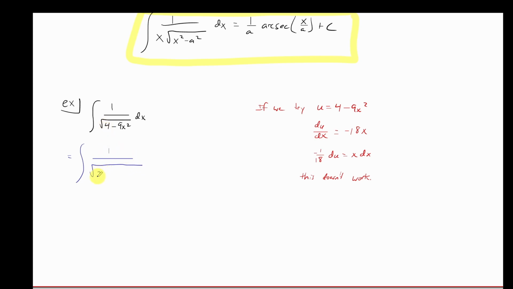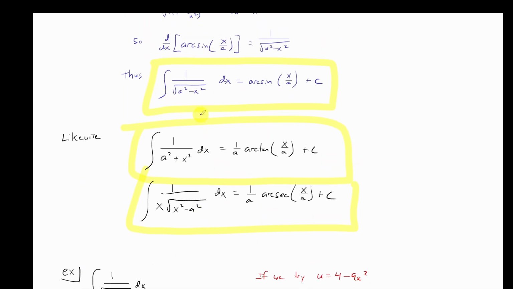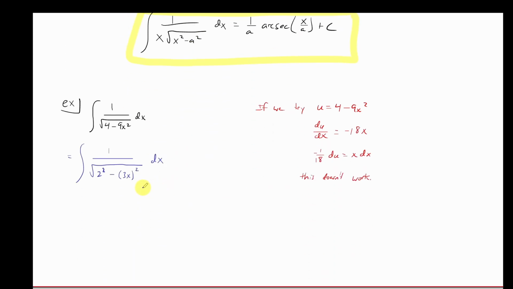Instead of writing a 4, I'm going to write 2 squared. And instead of writing 9x squared, I'm going to write the quantity 3x that is then squared. The reason that I want to write things this way is because my formula is a squared minus x squared. So I want a constant squared minus a function squared inside that square root. So my constant now, the a, is going to be 2. And if I let u equal 3x, then this will be a u squared, and it'll fit the form of my integral.